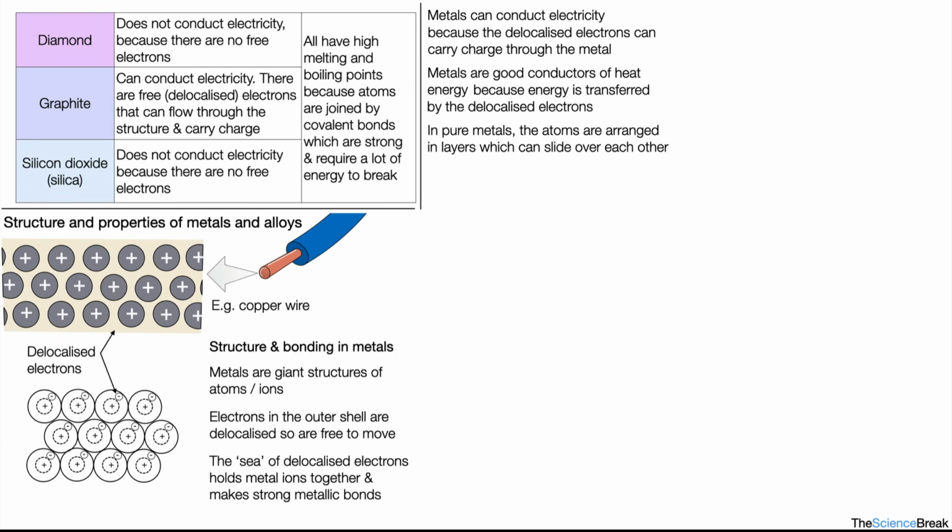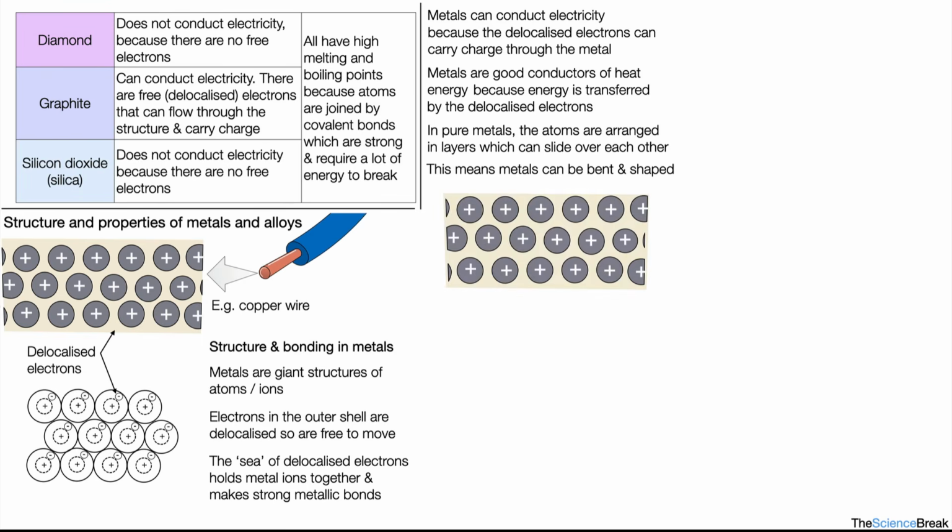In pure metals, the atoms are arranged in layers which can slide over each other. This means metals can be bent and shaped. Here again is the diagram. Metals can be bent and hammered into shape because the layers can slide.